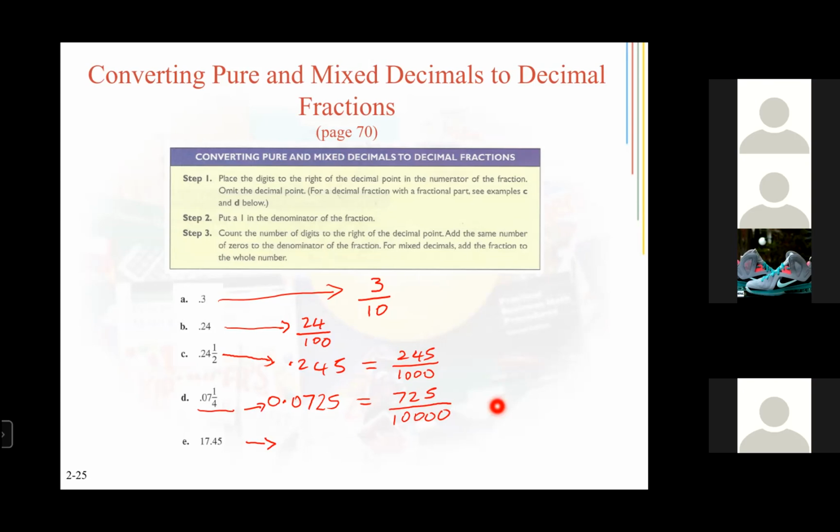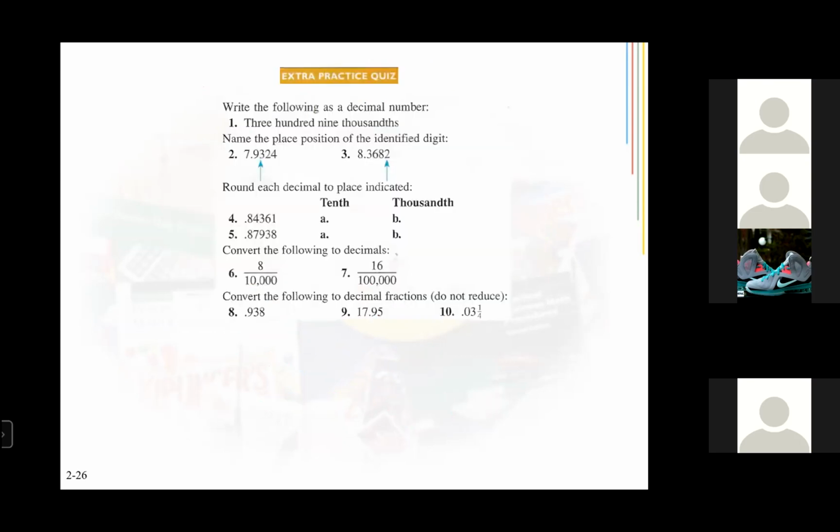$17 and 45 over 100. Okay, 17 and 45 over 100. You're good to go there. So that's it, converting.